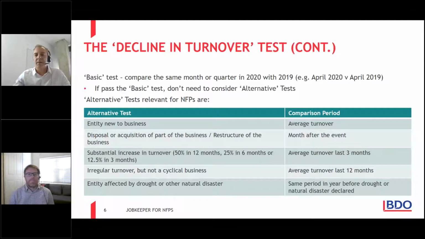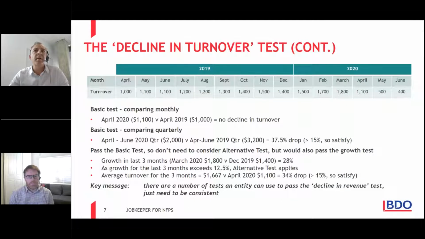Okay, so as I said, let's have a look at an example, because I think an example will help to make some sense of this. So I've just made up some numbers here. We've got numbers for turnover going back to April 2019 and then forecasting through to April 2020.